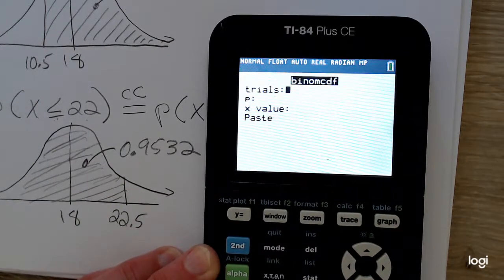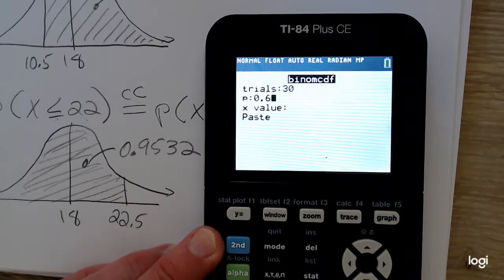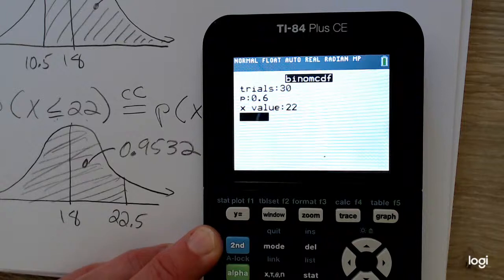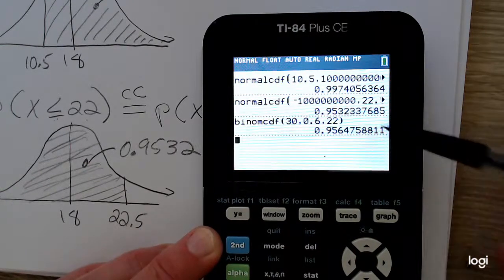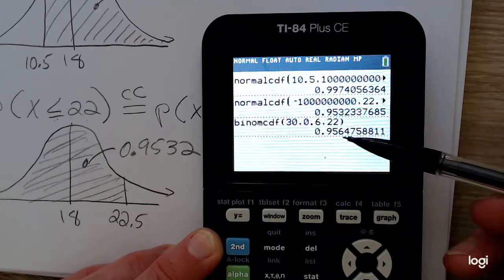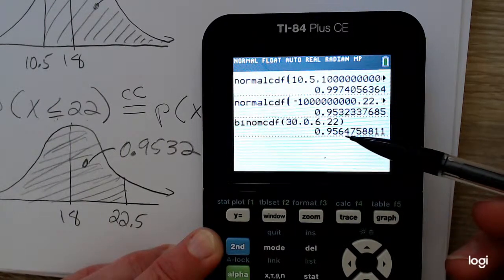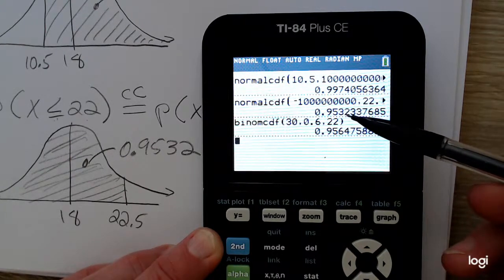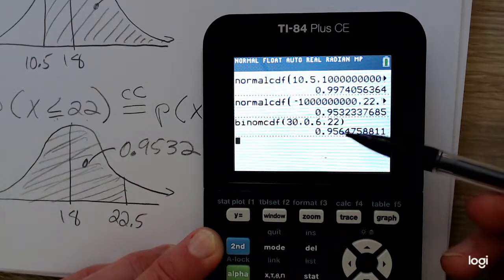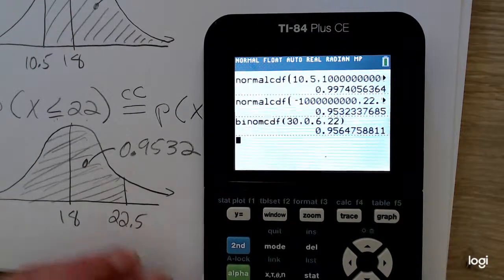Okay, so the number of trials is n, which is 30. The probability of success is 0.6. And my x value where I'm stopping the summation is 22. All right, so comparing these two probabilities, here's the probability using the binomial distribution. Rounding to 4 decimal places, that's 0.9565. When we use the normal approximation, we got 0.9532. Okay, these are pretty close together, but they're not exact. That's why this is called an approximation to the binomial.